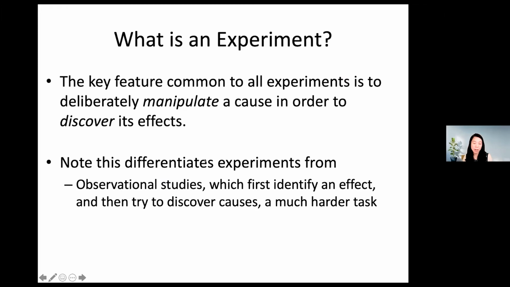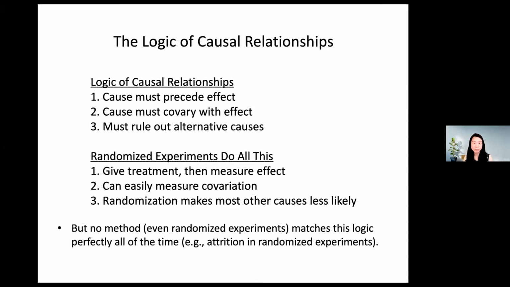So this is different from the observational studies. Sometimes if you use observational data, you first identify the effect, and then you're trying to discover the causal relationship, which is a much harder and tricky task. So the logic behind the experiment and also causal relationship is basically three principles. The first one is the cause must precede effect. And the second one is the cause must co-vary with the effect. And the third one is you must rule out the alternative causes.